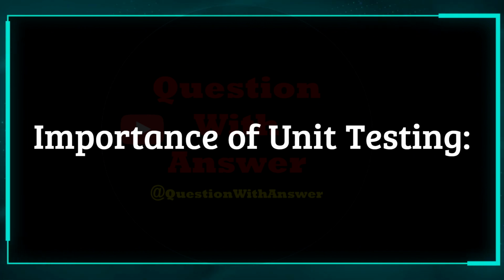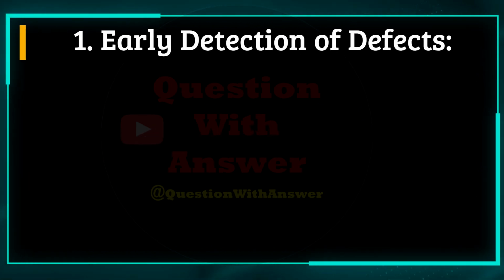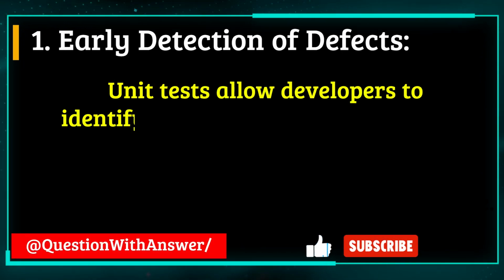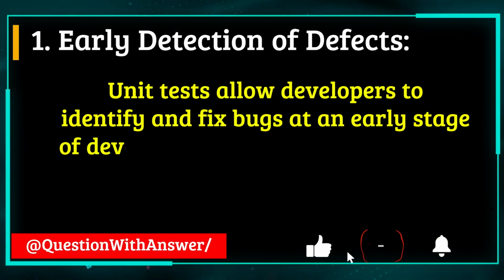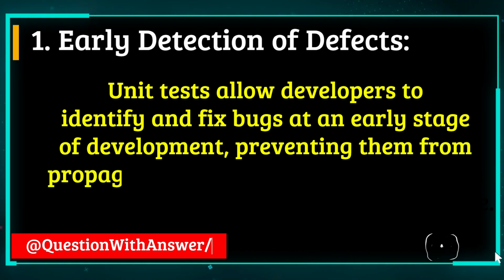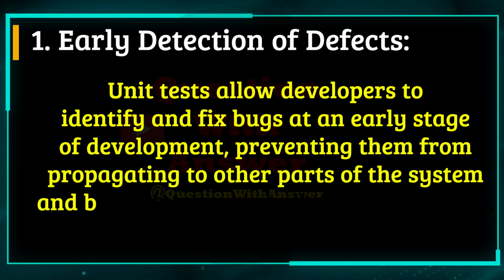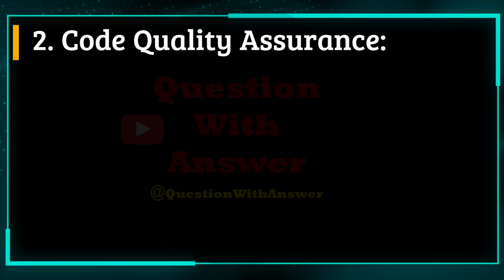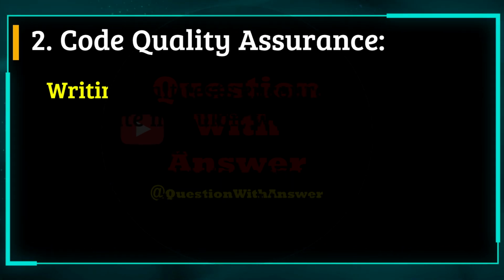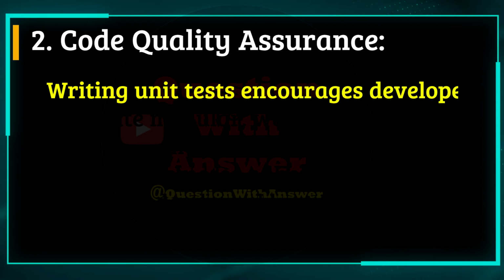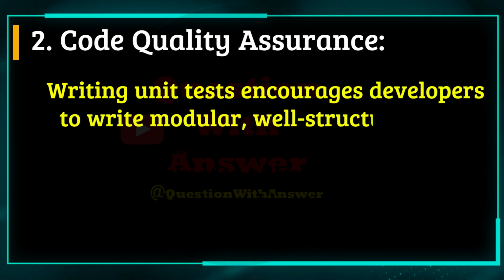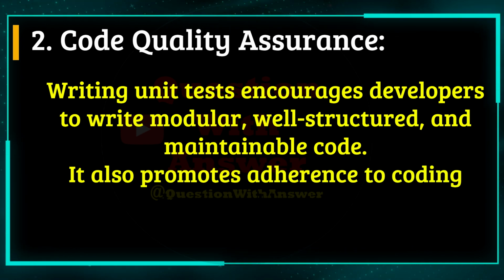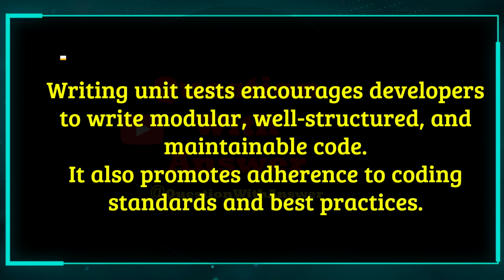Importance of unit testing. 1. Early detection of defects. Unit tests allow developers to identify and fix bugs at an early stage of development, preventing them from propagating to other parts of the system and becoming more challenging to resolve. 2. Code quality assurance. Writing unit tests encourages developers to write modular, well-structured, and maintainable code. It also promotes adherence to coding standards and best practices.